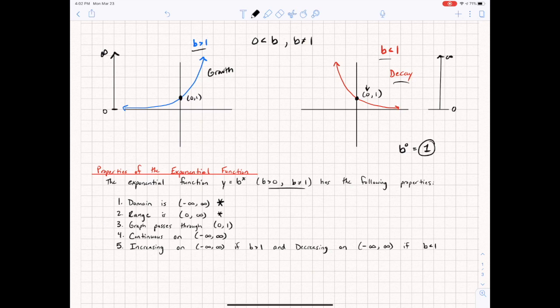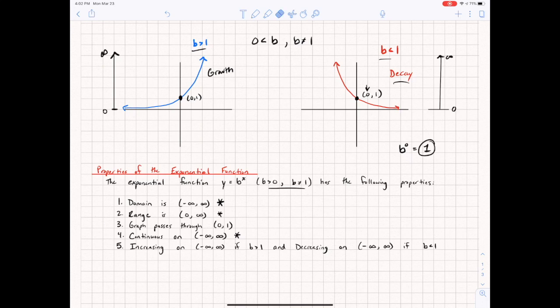The fourth property is that exponential functions are continuous, so there are no breaks. We talked about discontinuities before this home learning began. Essentially, there are no vertical asymptotes, no holes, no jumps, no breaks. I can continuously draw an exponential function from left to right, from negative infinity to infinity, without ever having to pick up my pencil.